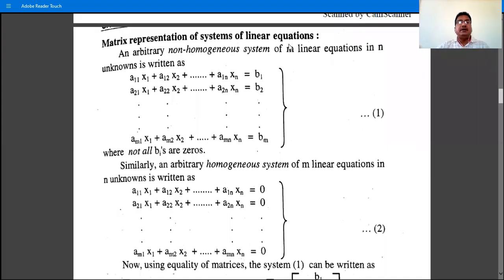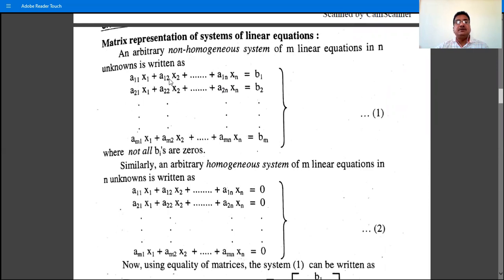Next topic is matrix representation of system of linear equations. There are two types of system: non-homogeneous system and homogeneous system. So what is the difference between them? This is the general form of the non-homogeneous system with m linear equations and n unknowns.